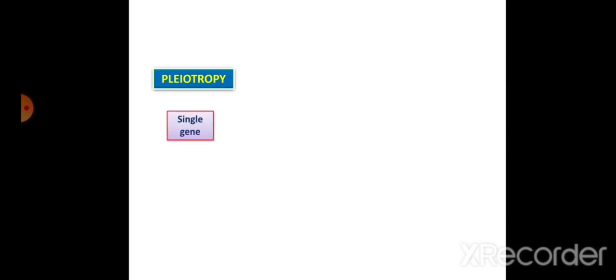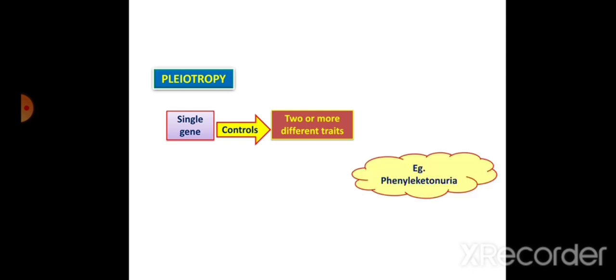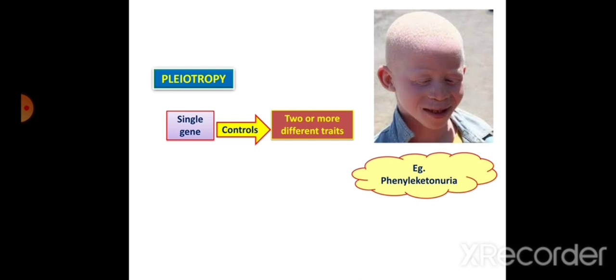So let's try to understand. A single gene controlling two or more different traits is called pleiotropy, which can be asked for 1 mark. The best examples of pleiotropy are phenylketonuria and sickle cell anemia. Phenylketonuria is a disorder related to amino acids, and the person suffering from this disease will not have enough melanin pigment, so the skin and hair color will be white.